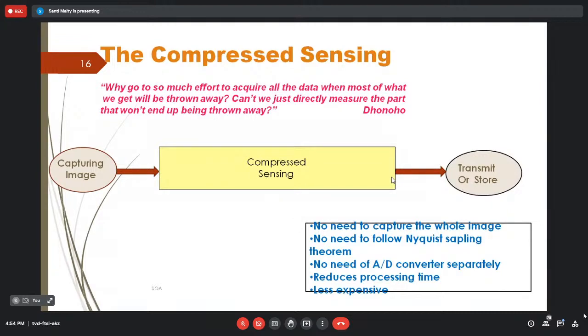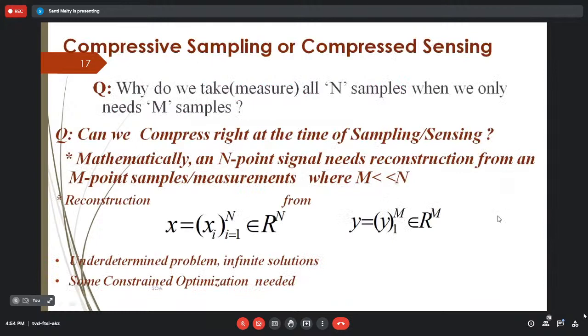We have to look for our data of interest, or signal of interest, to be represented in a sparse form. That's an important research question. So, in other words, the question that I raised already: why do we take n samples when we only need m samples? Or can we compress right at the time of sampling?